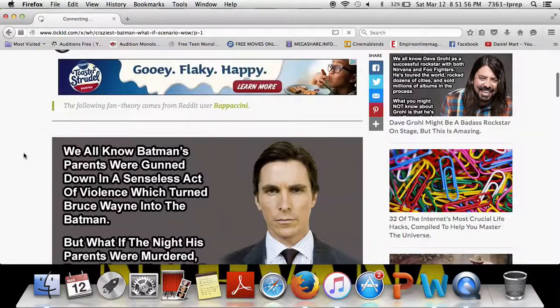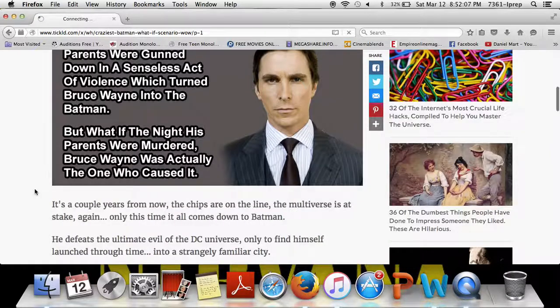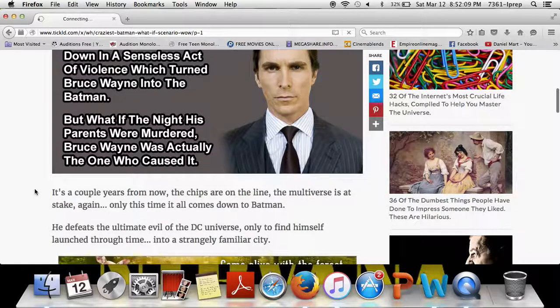We all know Batman's parents were gunned down in a senseless act of violence, which turned Bruce Wayne into Batman. But what if his parents were murdered? What if the night his parents were murdered, Bruce Wayne was actually the one who caused it? So yeah, this one has to involve time travel, and it's pretty cool. So I'm just going to show you the article.